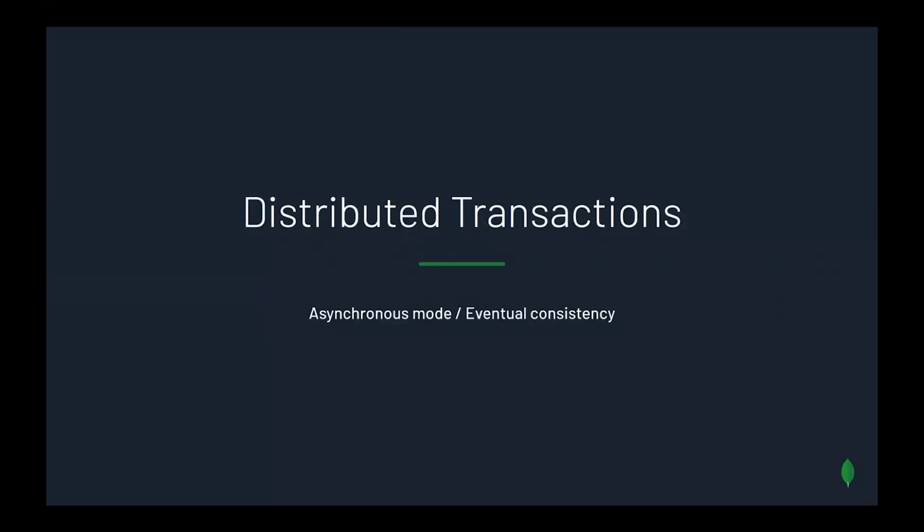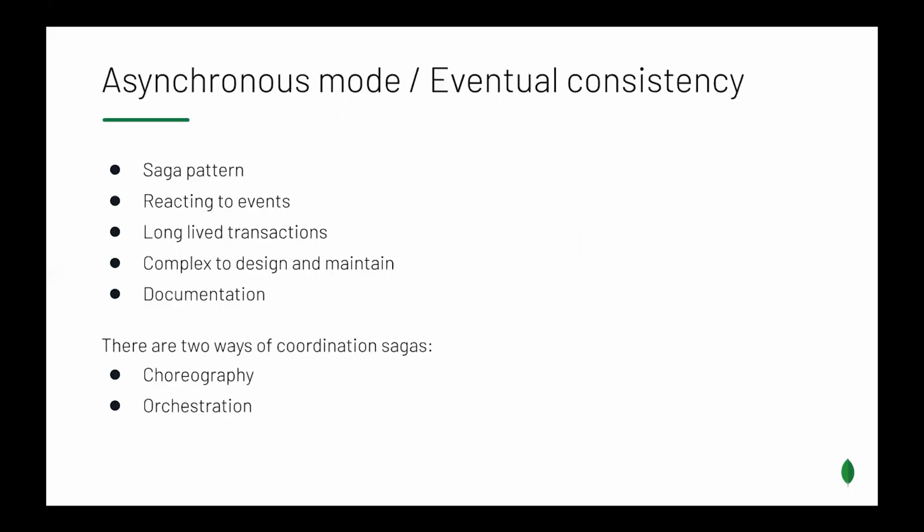The second method of approaching distributed transactions is to make it asynchronous. This is called the asynchronous mode or eventual consistency and compensation, or the saga pattern. Each business transaction spans multiple services as a saga. A saga is a sequence of local transactions. Each local transaction updates the database and publishes a message or event to trigger the next local transaction.